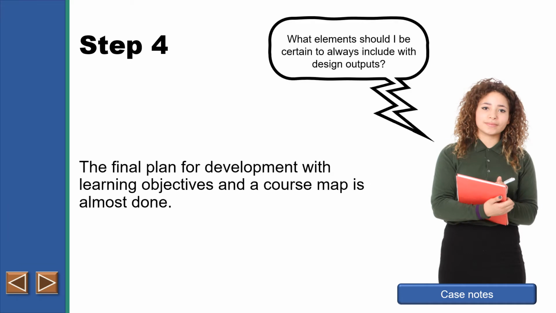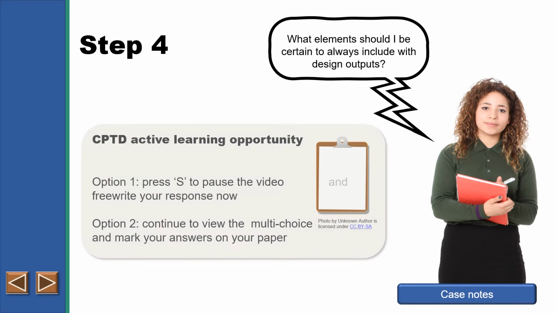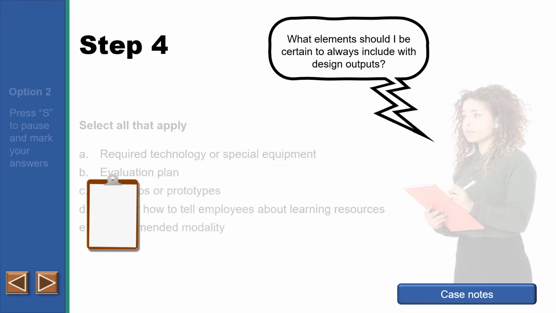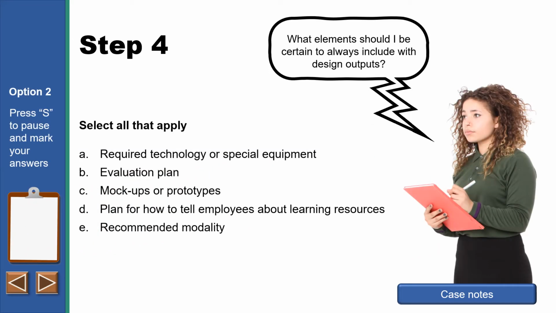Moving on to step 4, we're still in the design phase here, so I'm fitting these together. The final plan for development with learning objectives and a course plan is almost done. What elements should I be certain to always include with design output? I won't repeat the choices here. You can decide. Again, I'll give you 3 seconds to decide if you want to press S to pause.